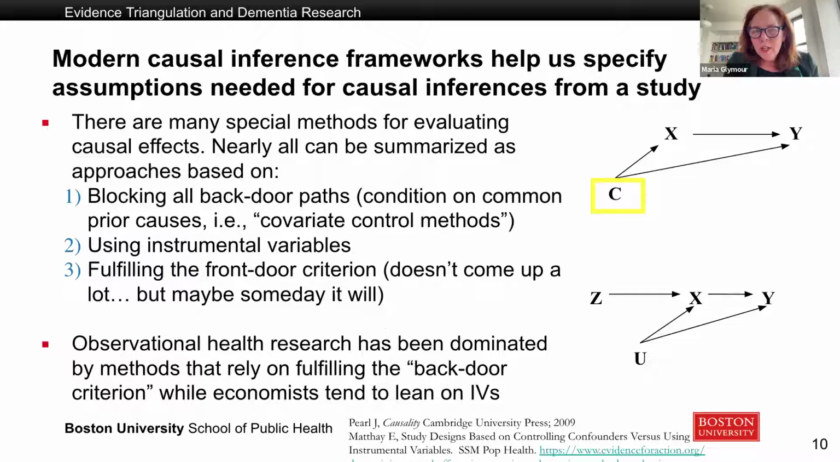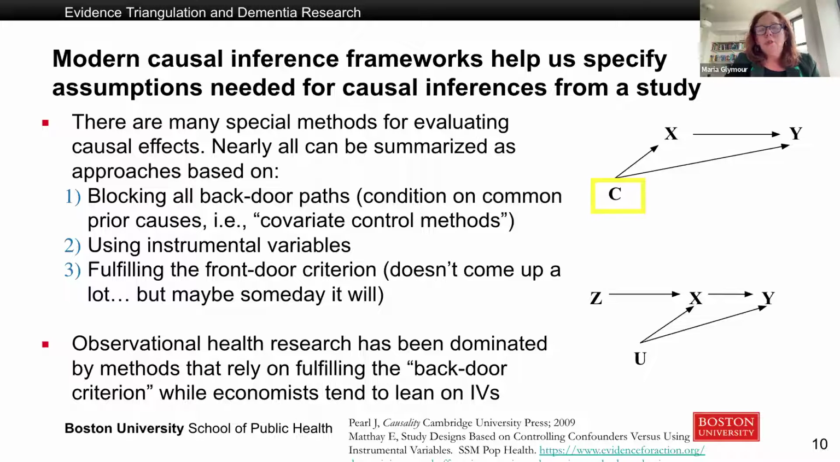A lot of evidence triangulation has really focused on alternative identification approaches. I think causal identification is not the only key type of evidence triangulation, but it is really core and has driven a lot of the conversation. So when we think about all of the tools we have for identifying causal effects, you can think of them as falling into three big buckets. The first is blocking the backdoor criterion, blocking all backdoor paths, which is conditioning on common prior causes. I refer to these as covariate control methods in general with epi, because it matches the language that epidemiologists are most familiar with.